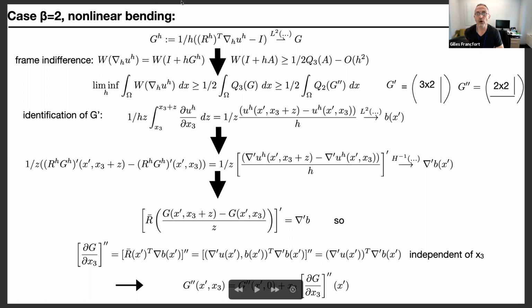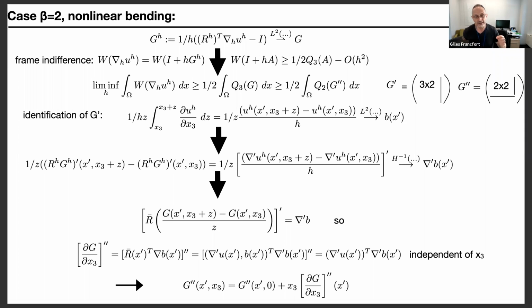So what you get in the end is that the 2x2 matrix, which is made of the first two lines and first two columns of dG/dx3, is equal to what I wrote on the right. And in particular, it is independent of x3.